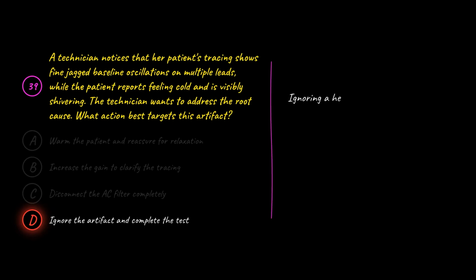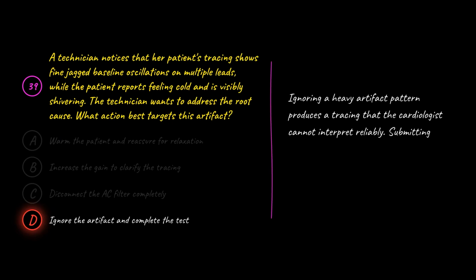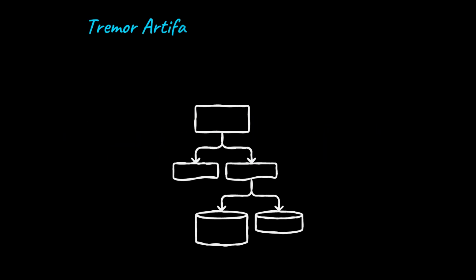D is wrong because ignoring a heavy artifact pattern produces a tracing that the cardiologist cannot interpret reliably. Submitting a heavily contaminated tracing wastes both the technician's and the interpreter's time. Tremor artifact appears as fine, fast, jagged oscillations overlaid on the EKG baseline. This happens because EKG amplifiers pick up skeletal muscle electrical activity alongside cardiac signals, and when muscles fire repetitively, they bury the cardiac waveform under what looks like static.